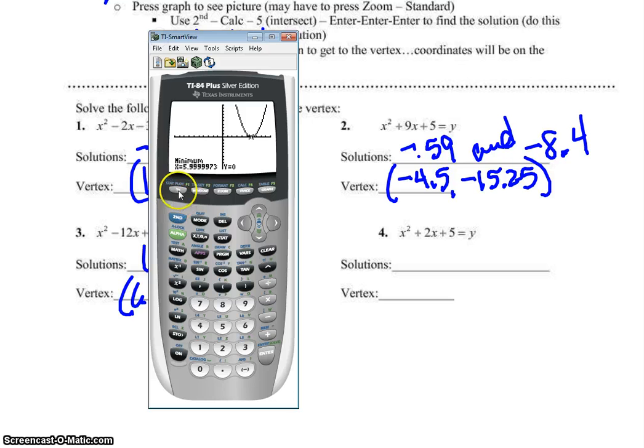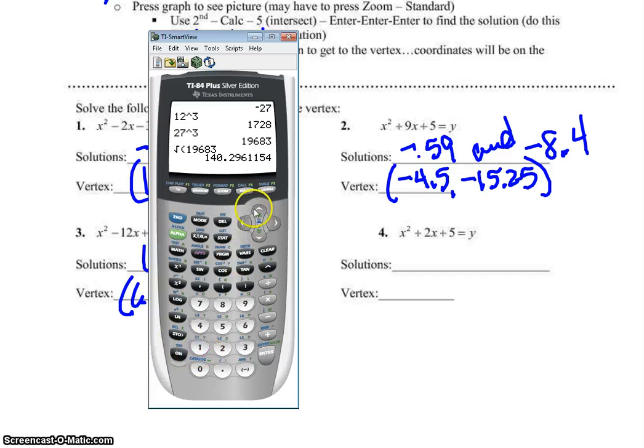Okay, number 4, go back to y equal, clear out your y1, and we have x squared plus 2x plus 5. And we're going to go second calc 5, let it draw. And we're going to go enter, enter, enter. And it tells me no sign change. When it tells you no sign change, it says, I can't find where these two lines are crossing. It might mean that you need to change your zoom. It might mean that they don't cross.